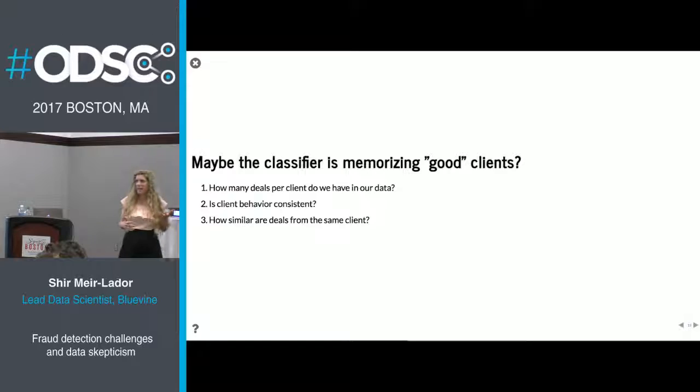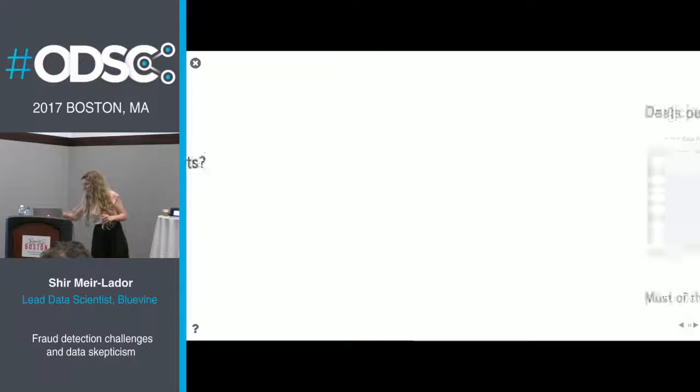To understand if that's true, I wanted to check a few things. First of all, how many deals per client do I have in my data? Do I really have so many deals per client in my data? And second of all, is the client behavior consistent? I mean, does each client only have good deals or only bad deals? Otherwise, this wouldn't work, right? So let's try it out. And the third is, how similar are deals from the same client? Can the model really recognize two different deals are from the same client? So let's see the results of these checks.